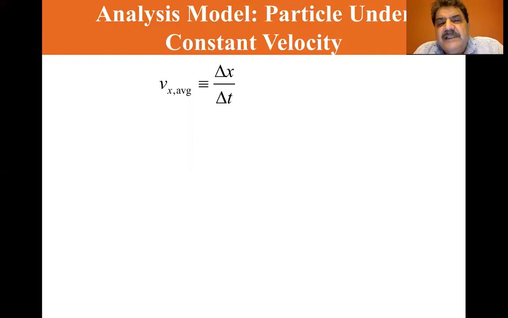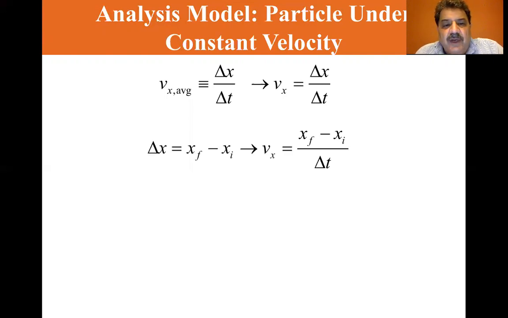If the velocity of the particle is constant, then the instantaneous velocity at any instant during the time interval is the average velocity over the interval. Vx equals Vx average. Substitute Vx for Vx average, so you get Vx equals delta x over delta t. If it's at constant velocity, the Vx equals the Vx average. Using the definition of delta x, rewrite the equation. Delta x equals x final minus x initial. So that becomes Vx equals x final minus x initial over delta t.